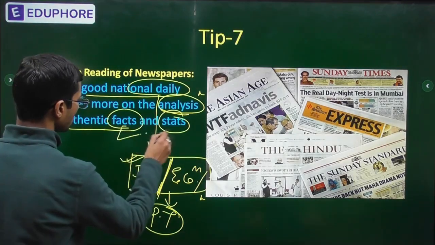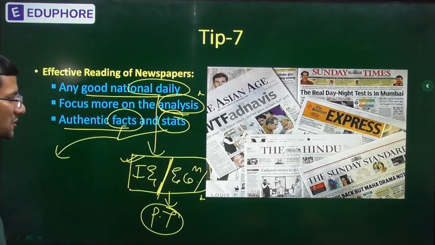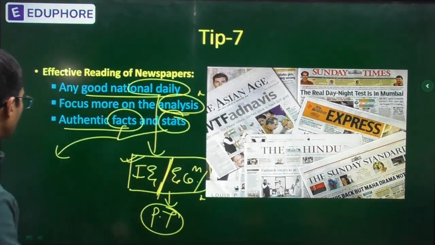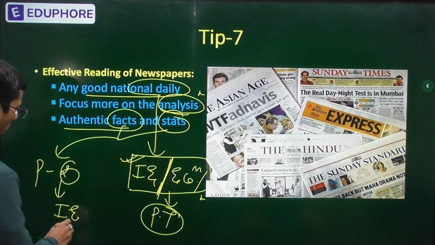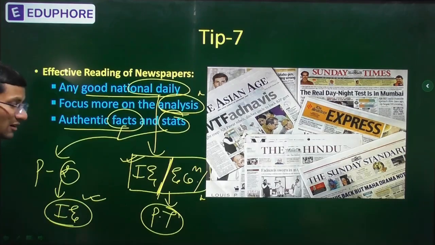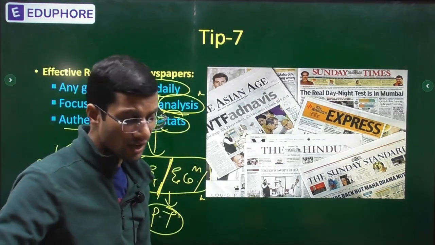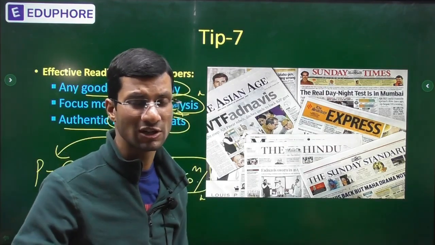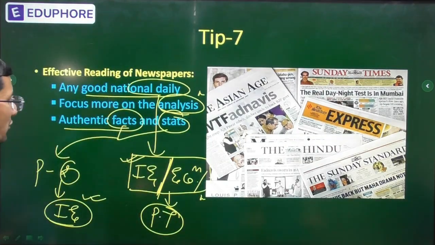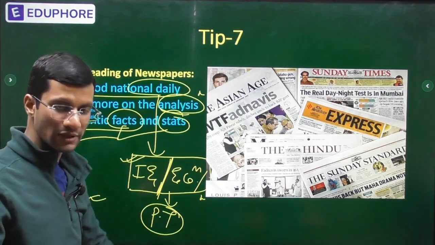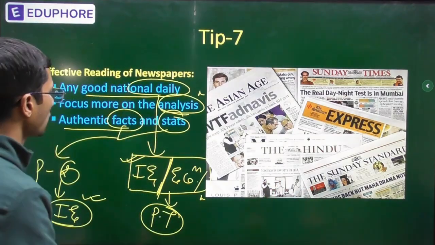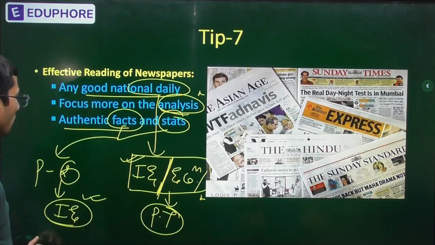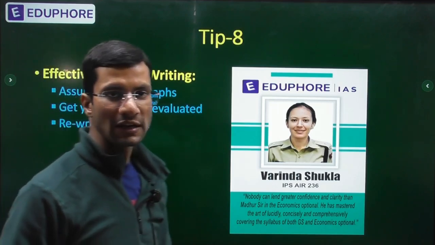This is what I was referring to, especially the dynamic aspect of the syllabus, especially paper 2 Indian economy, which is very much dynamic. For that you need to be better acquainted with current happenings going around the world economy, as well as especially the Indian economy. Especially post COVID we see a lot of dynamism in the Indian economy and even the world economy. So it becomes very important to analyze and keep a tap on authentic stats and facts. Okay, so tip number 8, effective answer writing.